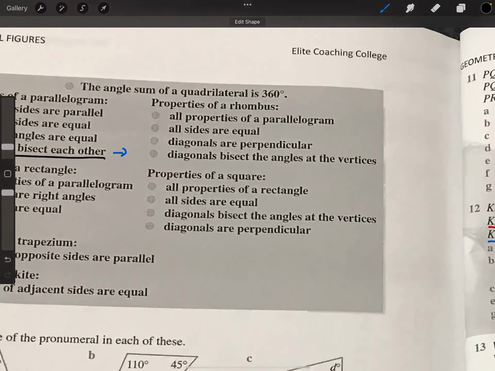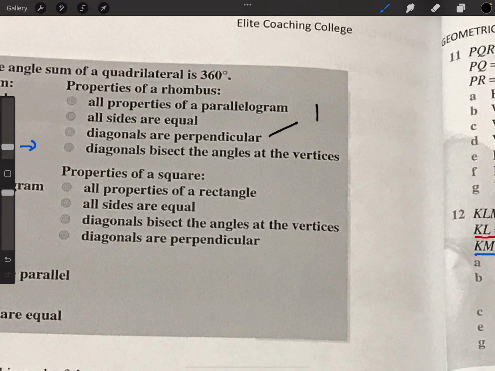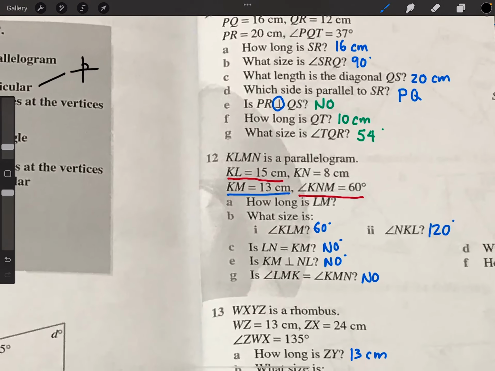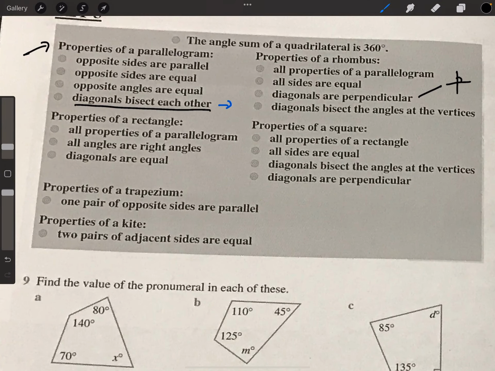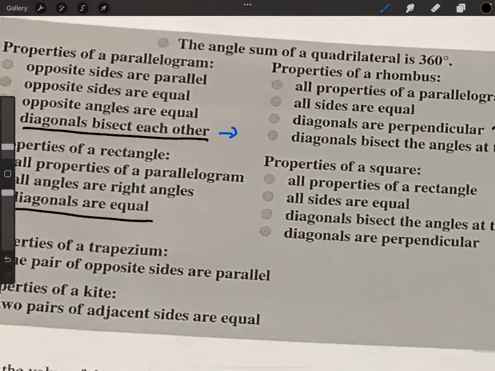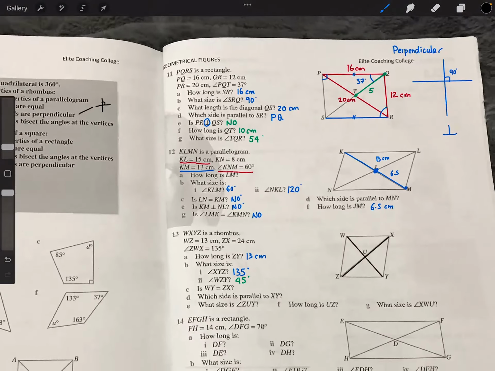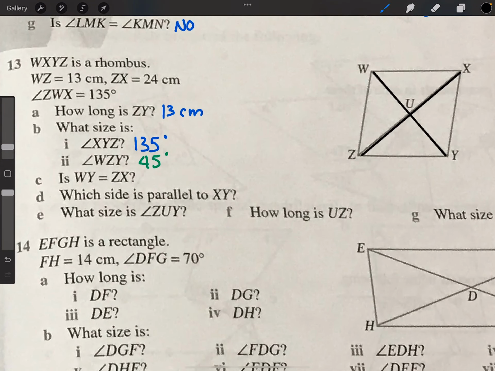Where's the rhombus? Here it is. Diagonals are perpendicular, yes, which means they meet at 90 degrees. Diagonals bisect the angle at the vertices. But there's nothing about the diagonals being the same, not like, for example, a rectangle. Diagonals are equal, it doesn't say that for the rhombus, so we can't say that the diagonals are going to be equal. So these are the diagonals, WY and ZX. Are the diagonals equal? No, they're not.